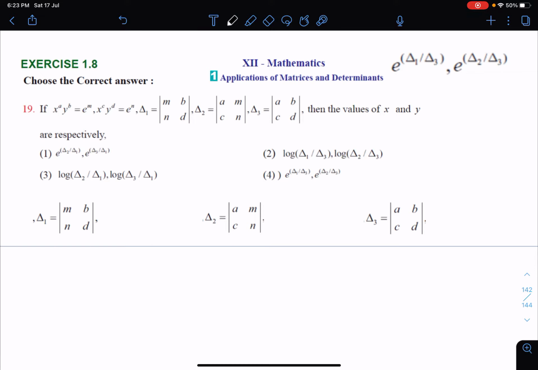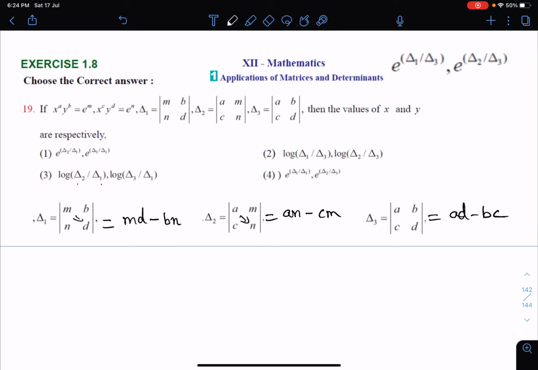Now first we will expand these determinants, because in our answer we have Δ2 by Δ1, Δ3 by Δ1, everywhere you have got Δ1, Δ2, Δ3. So we'll find what is the value. You are going to expand this one, you will get mg minus bn. Similarly Δ2 is going to be an minus cm, and Δ3 is going to be ad minus bc. So wherever we get these values, we can substitute Δ1, Δ2 and Δ3.